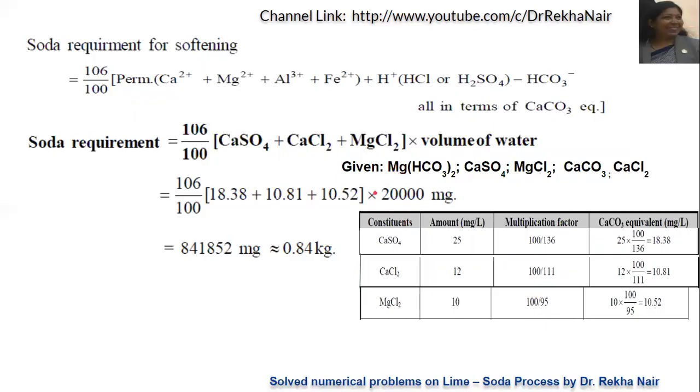Volume of water is given as 20,000 liter. So the bracket is in terms of milligram per liter and this is in terms of liter, so the answer will be in the unit of milligram. So the amount of soda is 841,852 milligram. If you want to convert it into kilogram, just divide it by 10 to the power 6. So 6 places to the left, it will come out to be 0.84 kg.